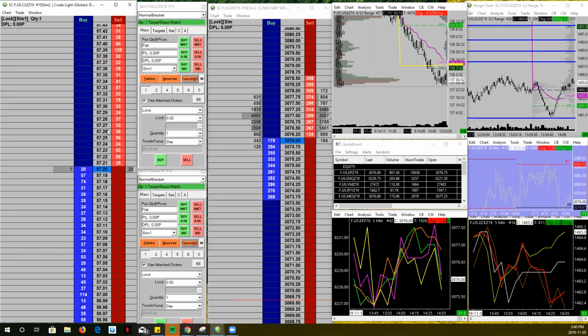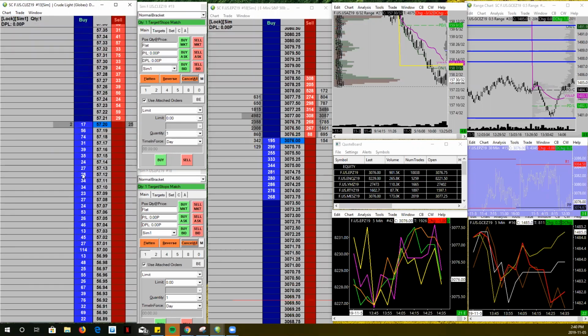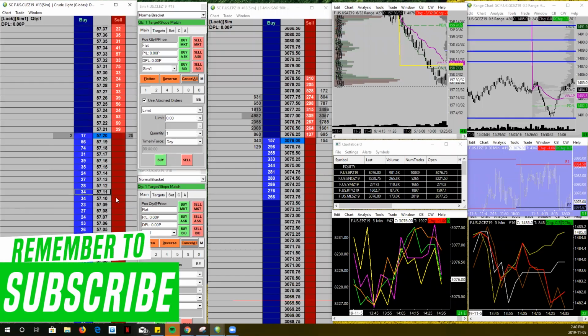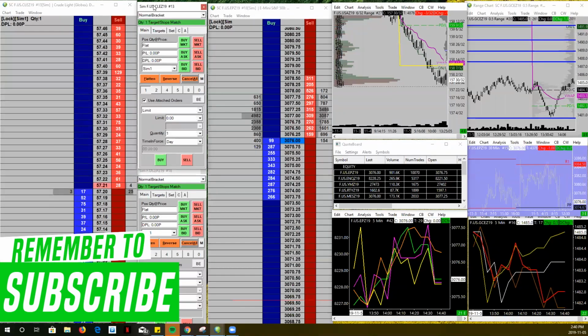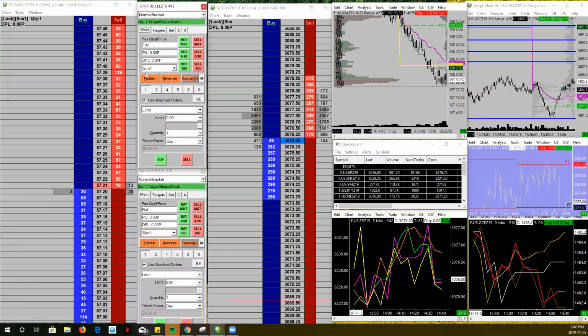It gives me all these levels right here. I just click on the bid or the offer if I want to get in limits long, limits short. We've got the trade window right here, which lets me do all the quick stuff: flatten, reverse, cancel. Rarely use the reverse button, but this is for crude.